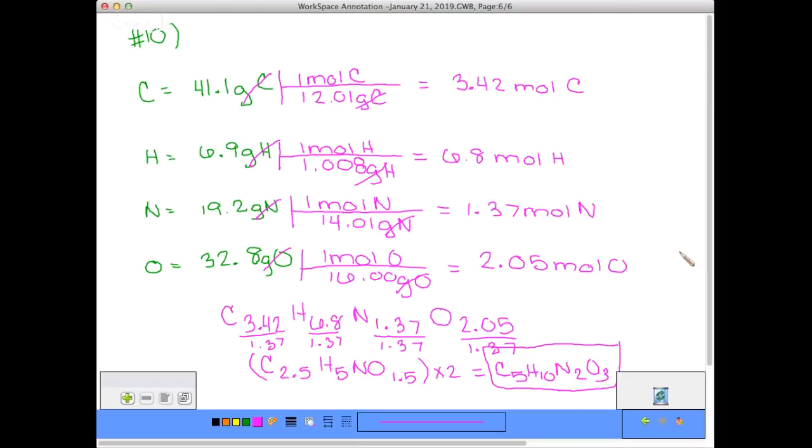And then it says to find the molecular formula for glutamine. Okay, so here's my empirical formula. We know that my molecular formula is going to be something around here.